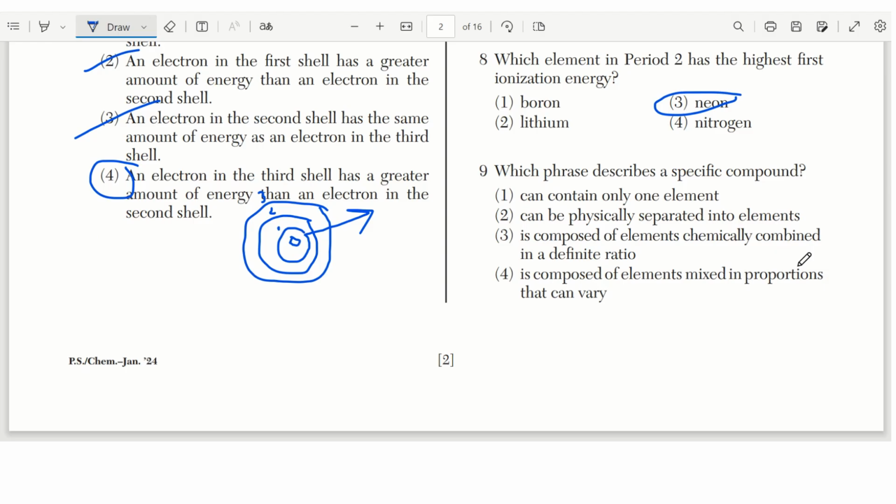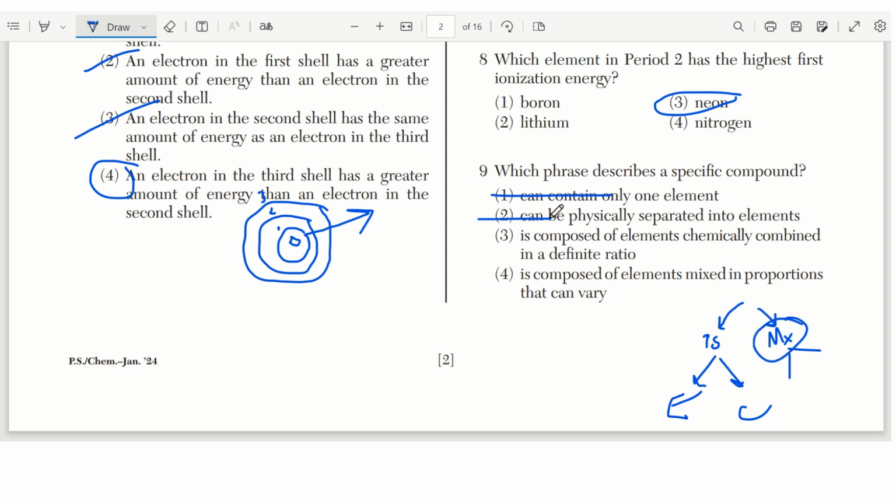Number 9, which phrase describes a specific compound? Okay, so remember matter is either a pure substance or a mixture. If it's a pure substance, it's either an element or a compound. If it's a mixture, it's either heterogeneous or homogeneous. So what is a compound? Well, a compound does not contain only one element. A compound contains 2 or more elements, right? Can a compound be separated physically?